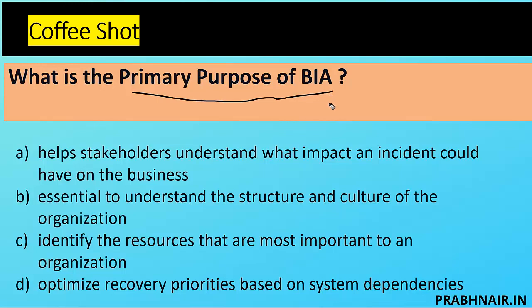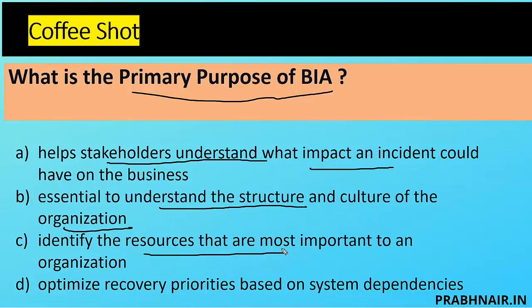So option A, helps stakeholders understand what impact an incident could have on the business. Option B, essential to understand the structure and culture of the organization. Option C, identify the resources that are most important to an organization. And option D, optimize the recovery priorities based on a system dependency. So we have 4 options here.